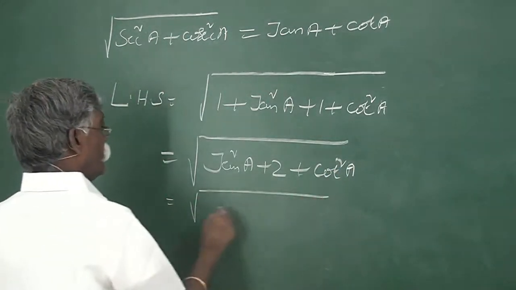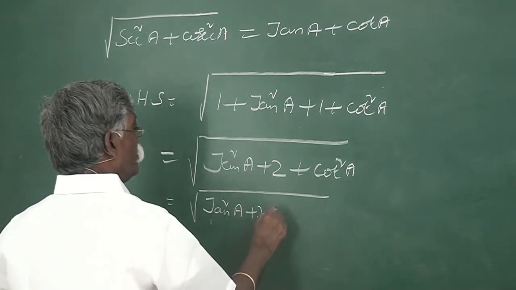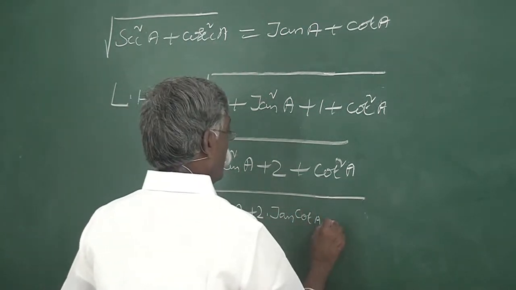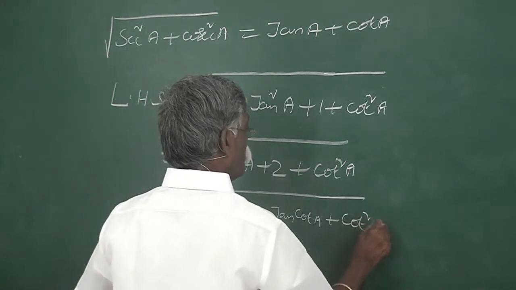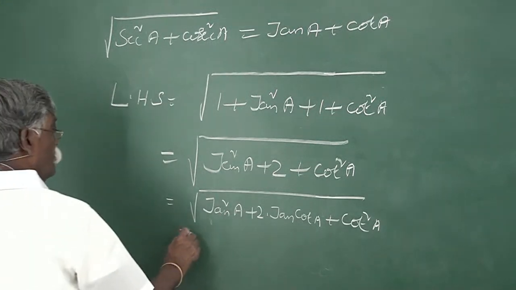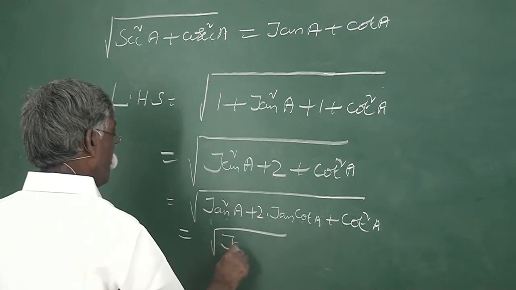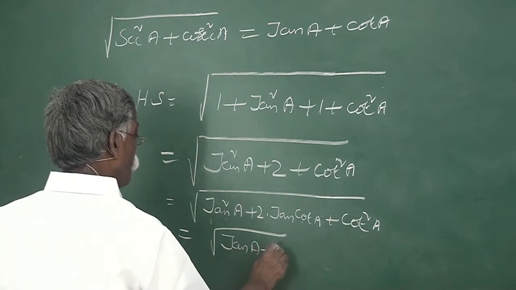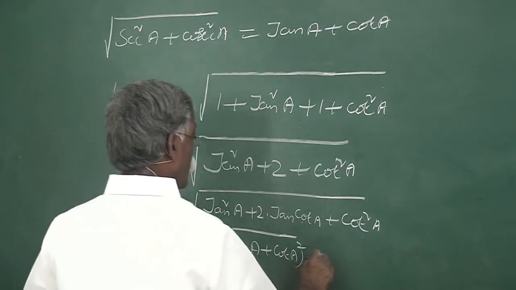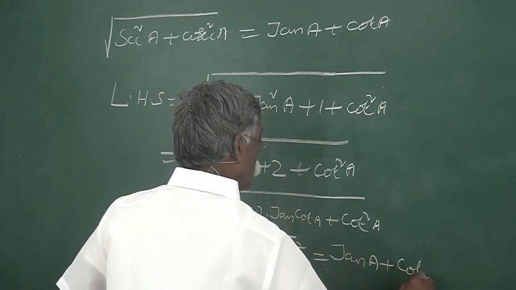This is tan square A plus 2. Even if it is multiplied by tan A into cot A, the value doesn't change because tan A into cot A is 1. Now this is A square plus 2AB plus B square. Therefore it is tan A plus cot A whole square, and hence becomes tan A plus cot A.